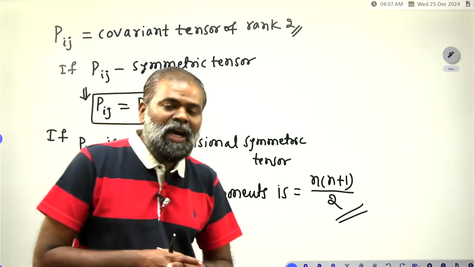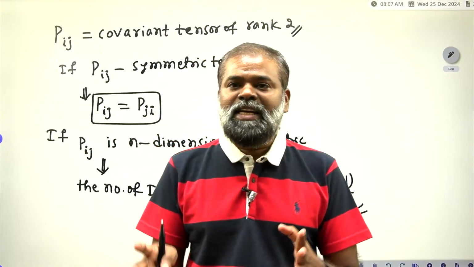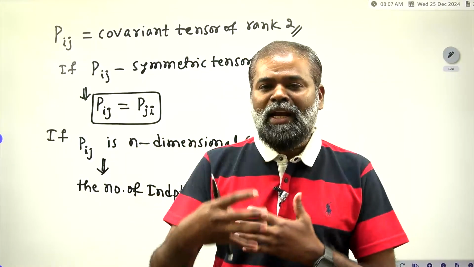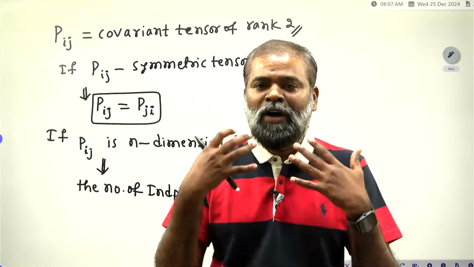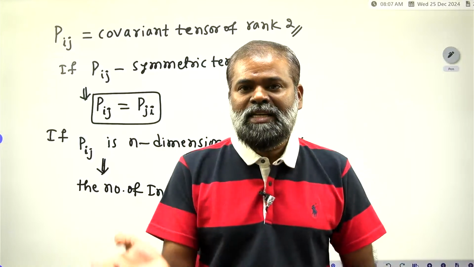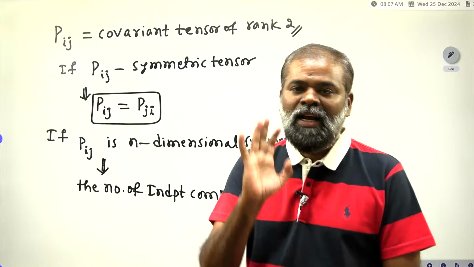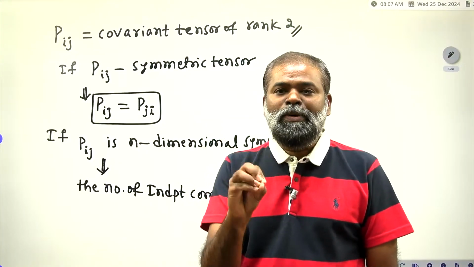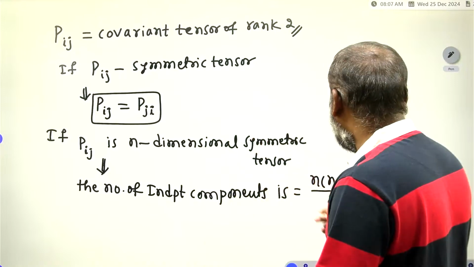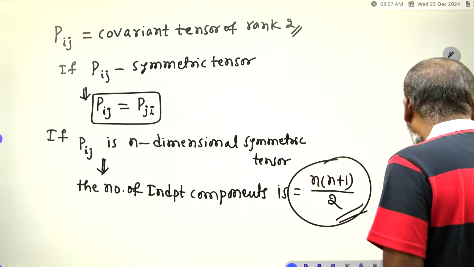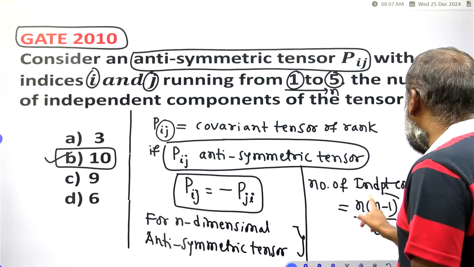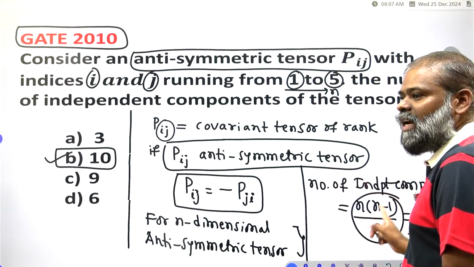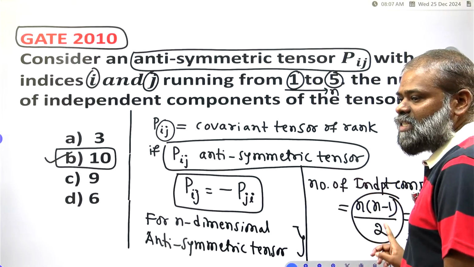So please remember these symmetric and anti-symmetric tensors, and how many independent components there are for an n-dimensional symmetric and anti-symmetric tensor. This video will help you in competitive examinations. These formulas are very important. If it is symmetric, n into n plus 1 by 2. If it is anti-symmetric, n into n minus 1 divided by 2.